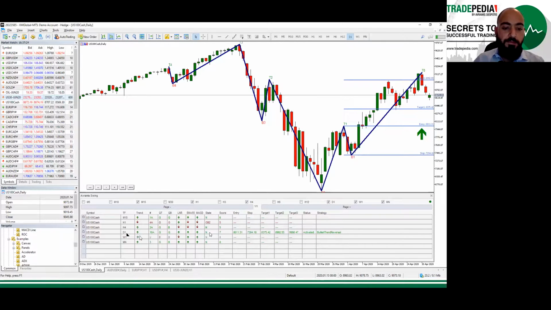The higher time frame is a range. That is why the total score for this trend is 7.